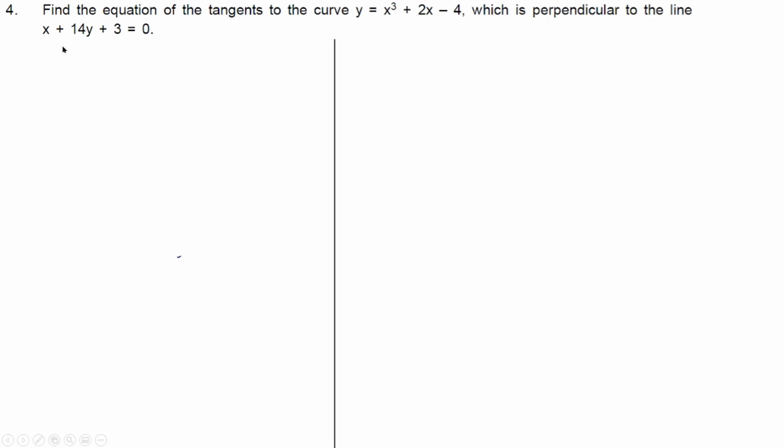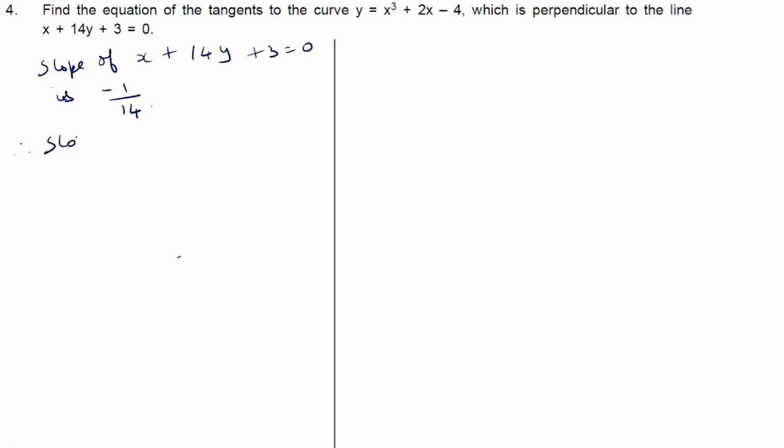Now the slope of this line x plus 14y plus 3 equal to 0 is negative coefficient of x upon coefficient of y. So the slope of this line is minus 1 upon 14. And here, we need to find the equation of the tangent to the curve perpendicular to this line. So if the tangent is perpendicular to this line, then the slope of the tangent will be minus 1 by this slope.